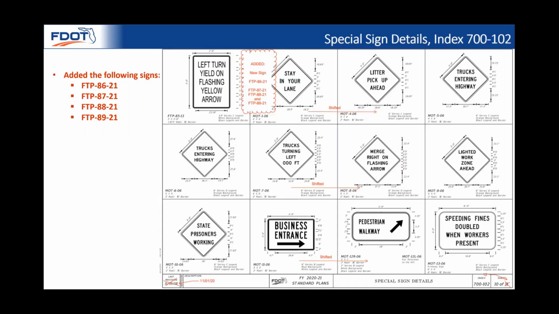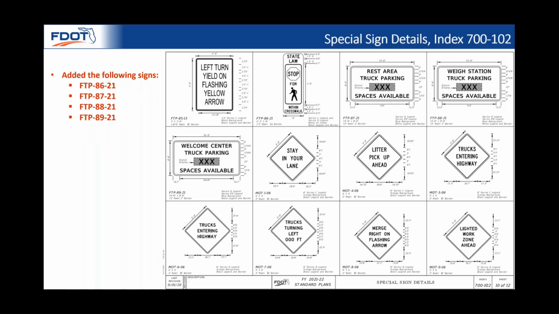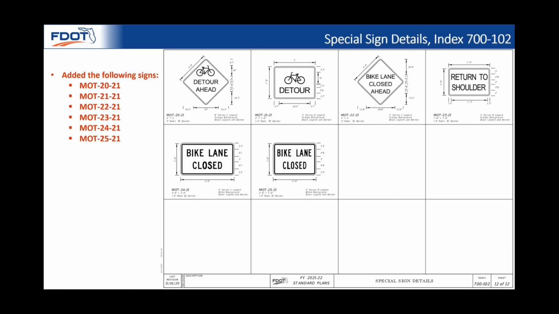Here are some of the signs we added at the request of the Traffic Engineering and Operations Office. We added FTP-86-21 as a 9x26 version of the standard R1-6 sign to stay consistent with the latest specs change. We also added the truck parking availability signs for the rest areas, way stations, and welcome centers. Here are the bicycle-related temporary traffic control signs that we added to correspond with some of the revisions that were made to the 102 standard plan series.